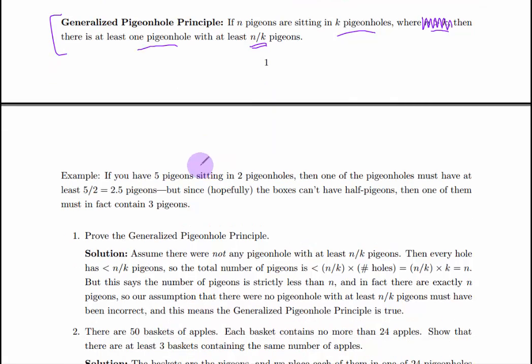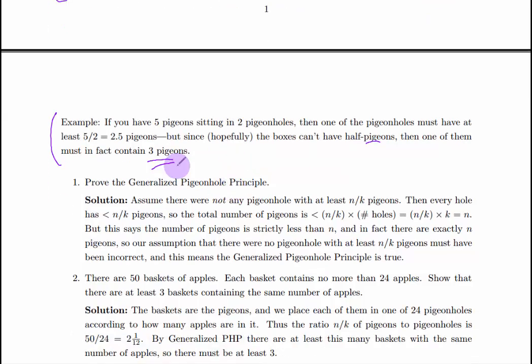Okay. All right, so here's his example, and you can draw the picture. 5 pigeons in 2 pigeonholes, then one of the pigeonholes must have at least 5 over 2, or 2.5 pigeons. But since the boxes can't have half pigeons, then one of them must have at least 3 pigeons.